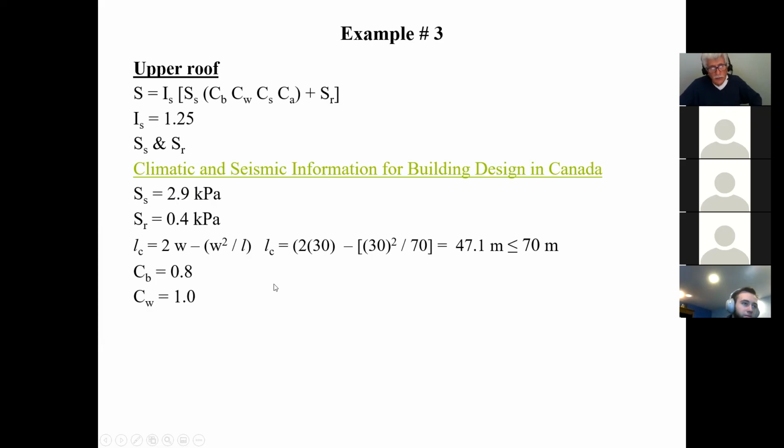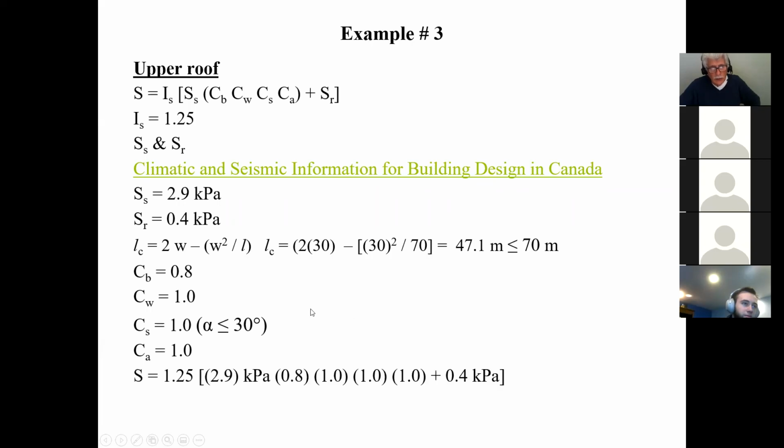Because it's a flat roof, what is the value of CS? 1.0, because it's a flat roof. And of course, the CA, there's nothing that's going to cause the snow to form a different shape. It's going to be considered fairly uniform across the whole roof area. And therefore, the CA value for the upper roof will be 1.0. So now that I've got all my values, I will go ahead and calculate the snow load on the upper roof, and I put it all into my equation, and I end up getting 3.4 kPa.